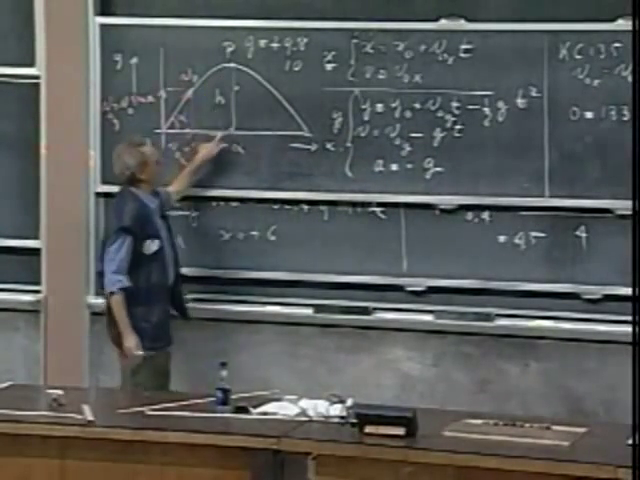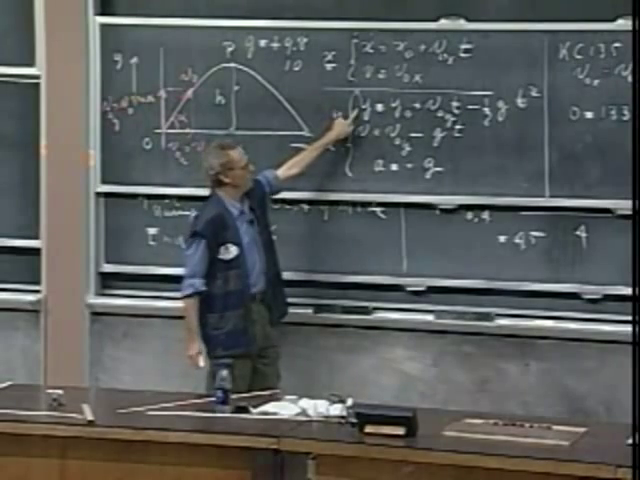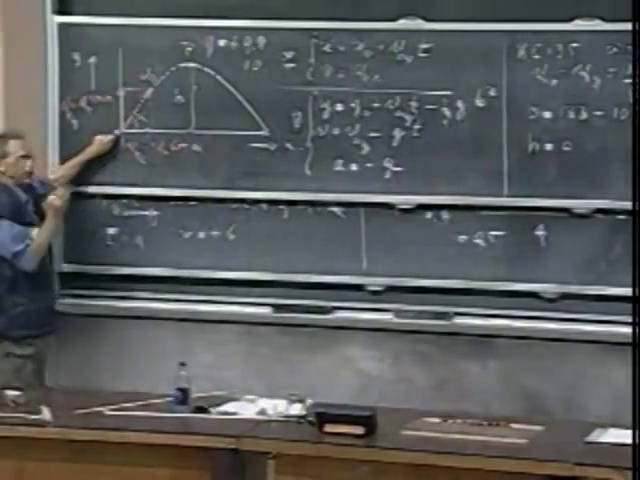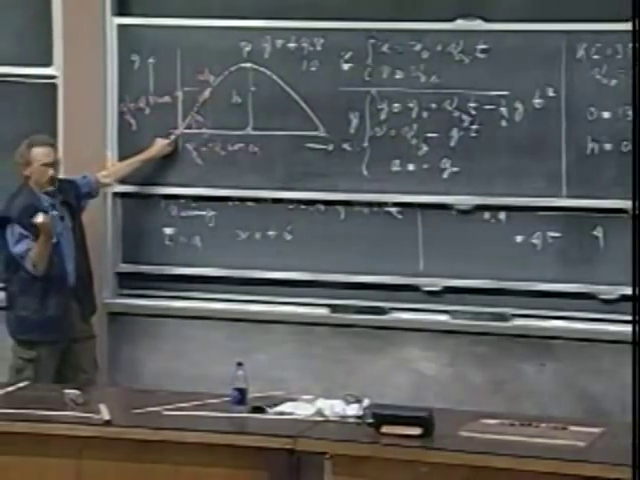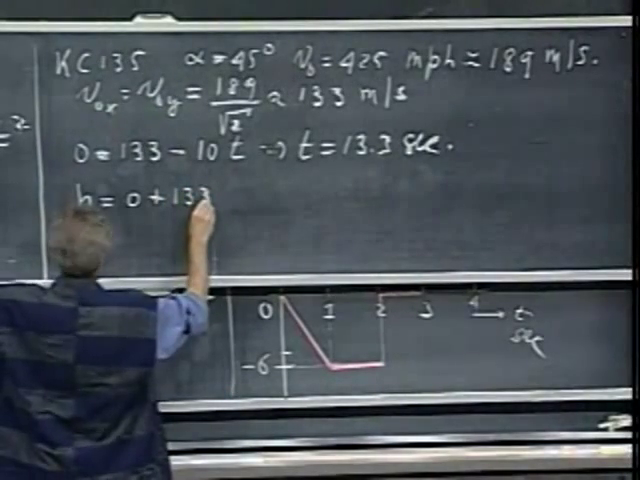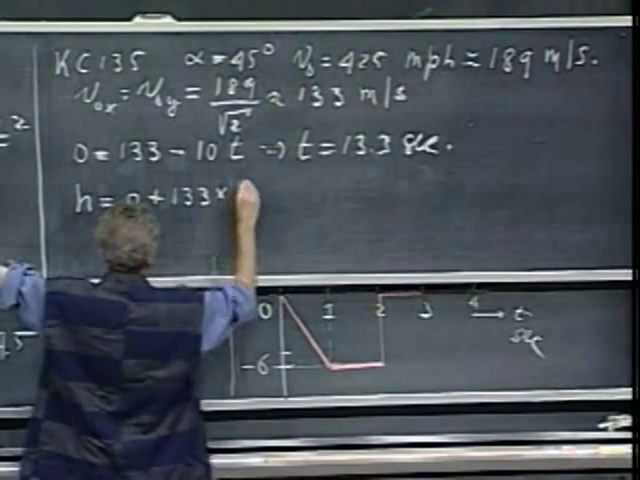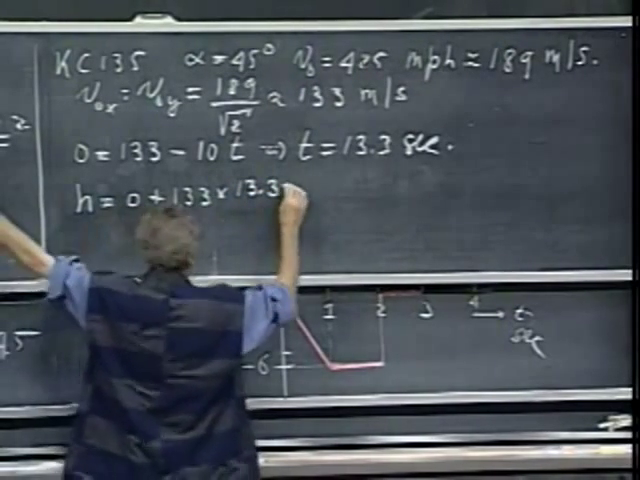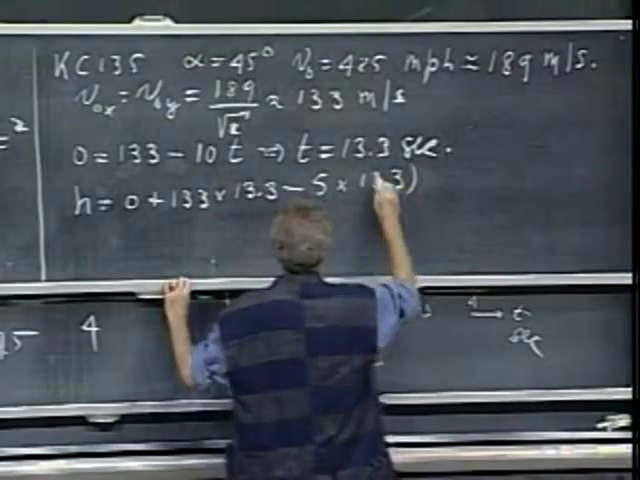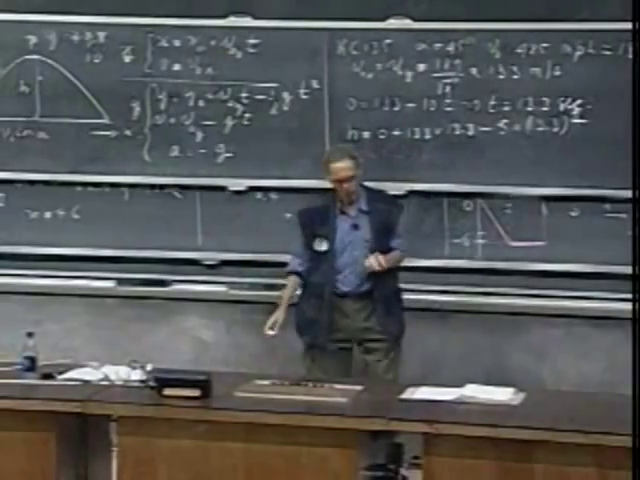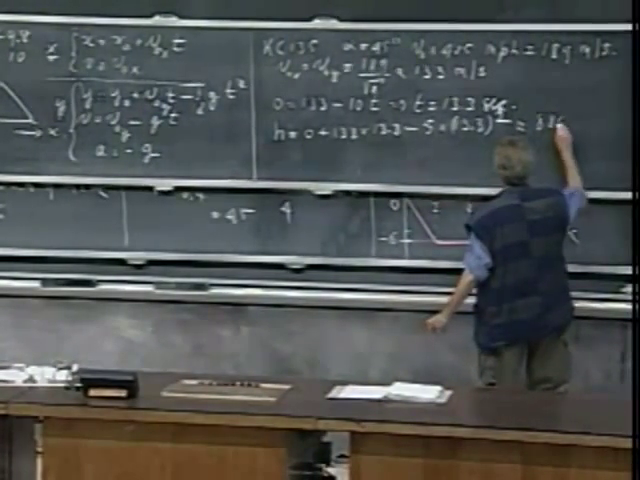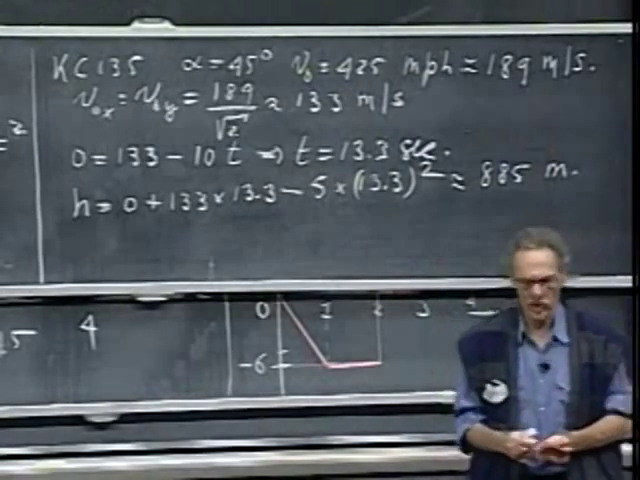What is this distance h now? Now I have to go to this equation. I say h equals 0 because I'm going to define the point where the plane starts its trajectory. I call that y0, 0. I'm free to do that. h equals 0 plus 133, that is the speed, times 13.3 seconds, minus 1/2 times g, that is 5, times 13.3 squared. That is what h must be. And that turns out to be about 885 meters. I think I told you last time it's about 900. Close enough.